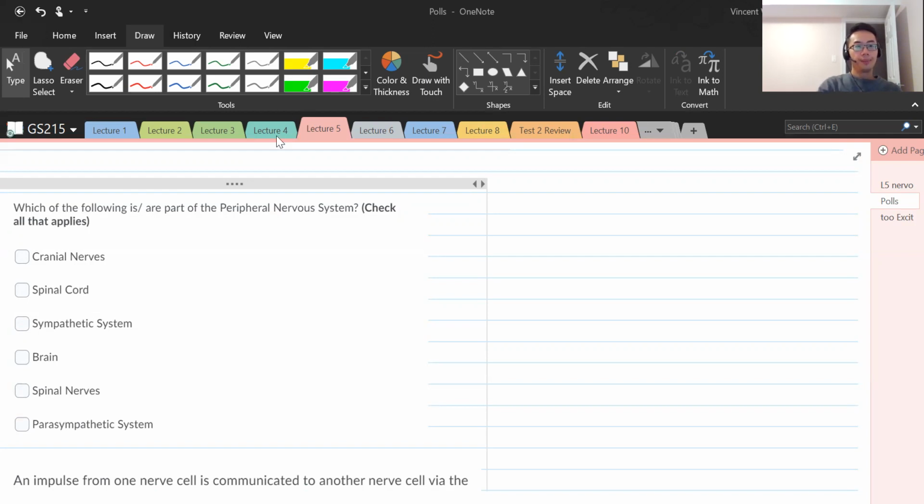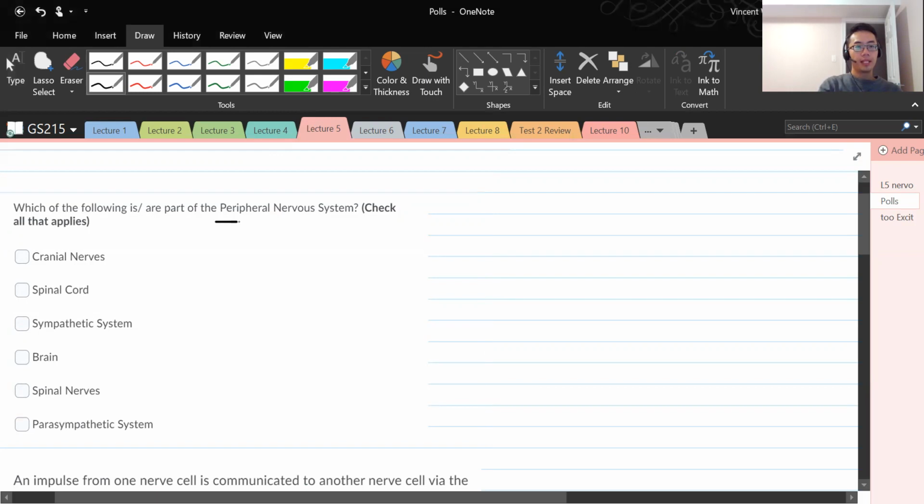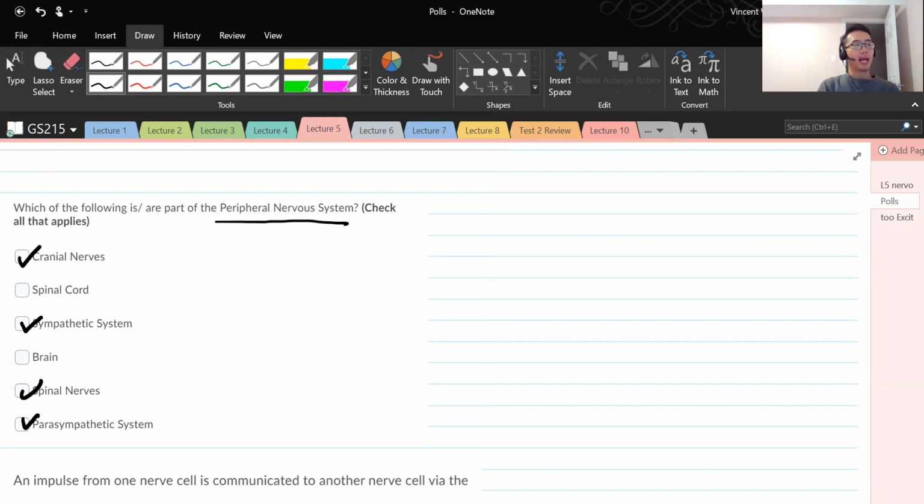So here, we're talking about the PNS. So PNS, we have the cranial nerves. I have the 12 pairs that comes out from the brain. We have the sympathetic system, which is part of the ANS. We have the spinal nerves as well as the parasympathetic system. Basically, anything that's not brain or spinal cord is going to be the PNS.